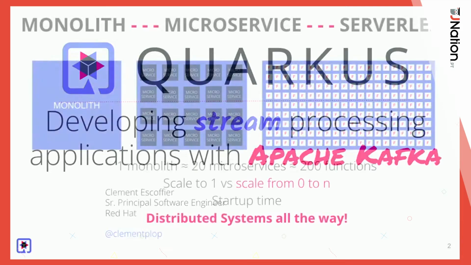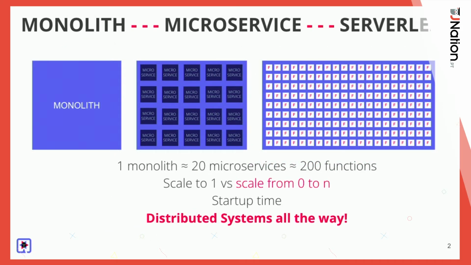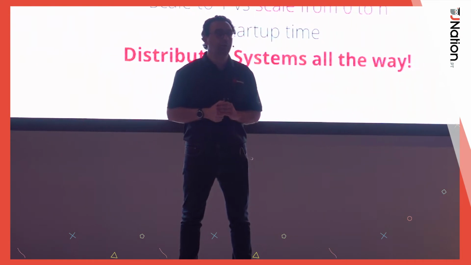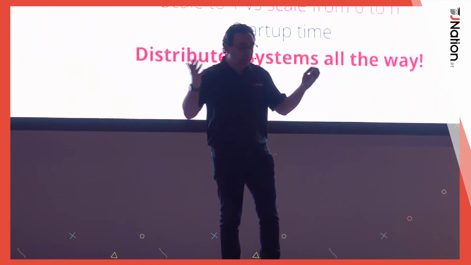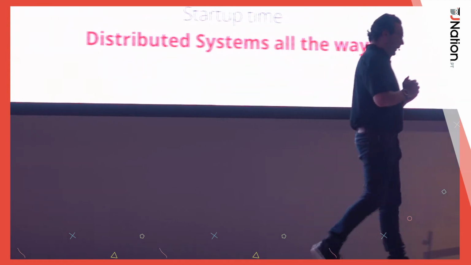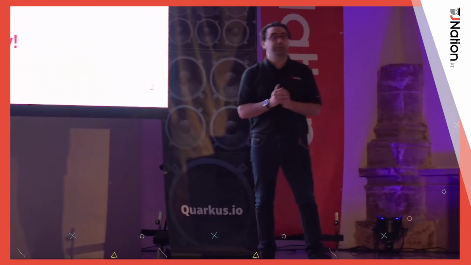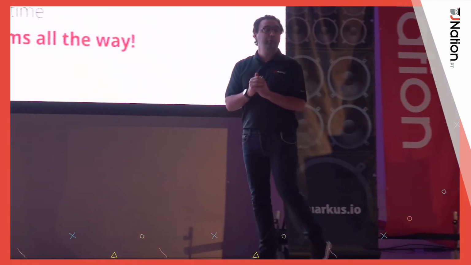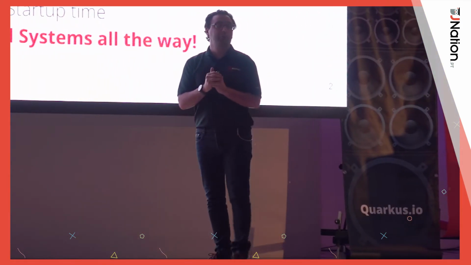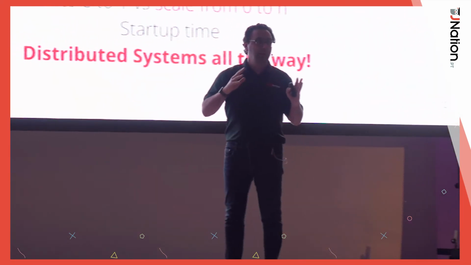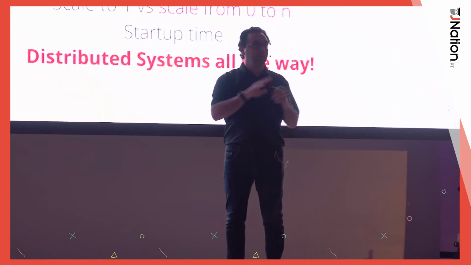So the first thing is, who is less than 27 years old? A few, OK. So for those young people, 27 years ago, Java was created. And the world 27 years ago was very, very different from the world we have today. And we were mostly developing with a completely different set of constraints.